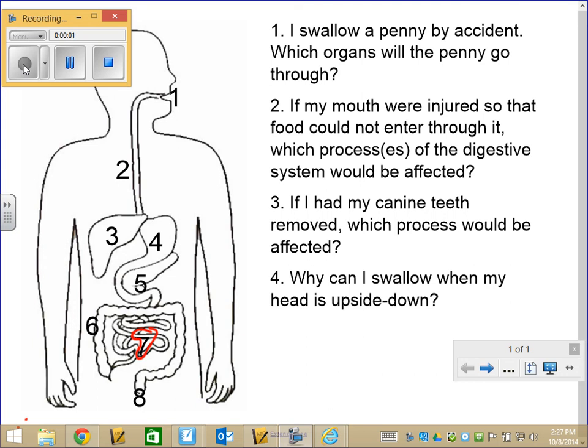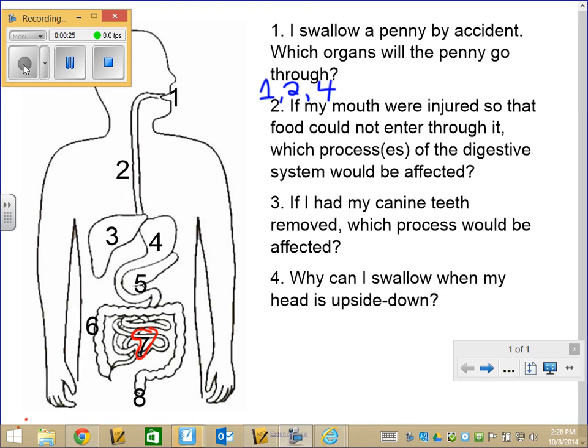If you swallow a penny by accident, which organs will the penny go through? What I'm really asking here is, do you know the difference between the tract and the accessory organs? The organs that the penny would go through would be number 1, your mouth, number 2, your esophagus, number 4, notice I'm skipping number 3.